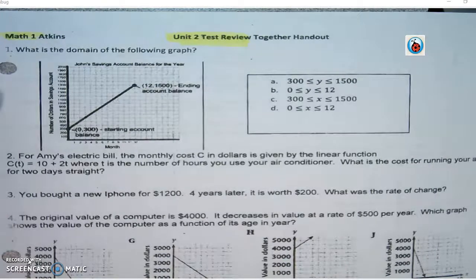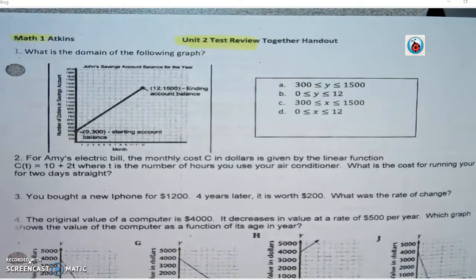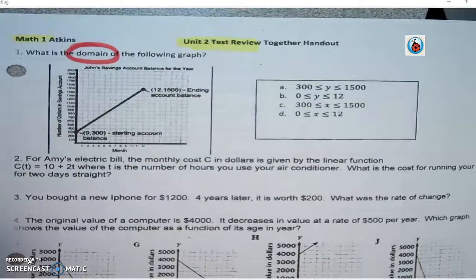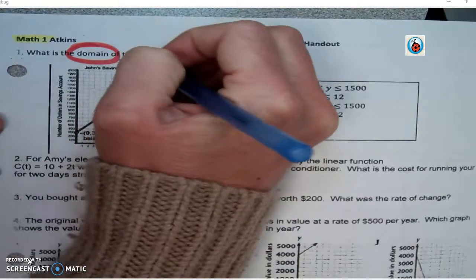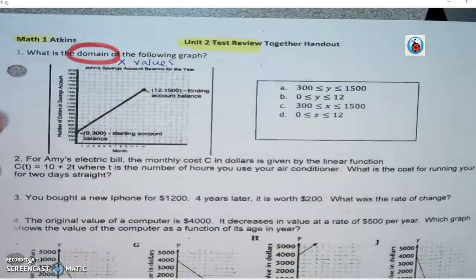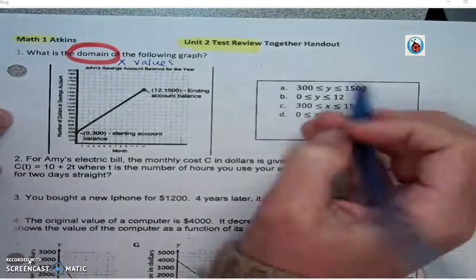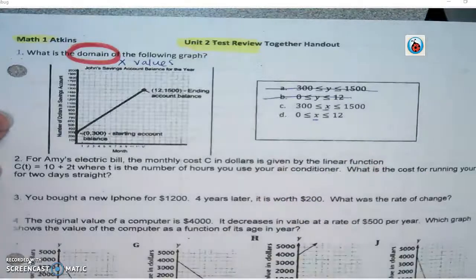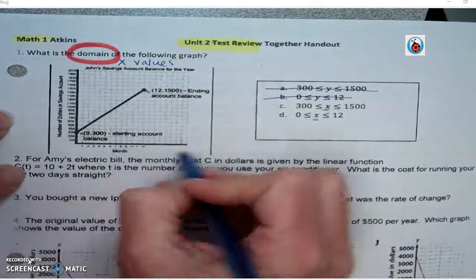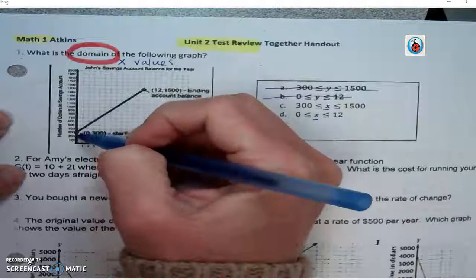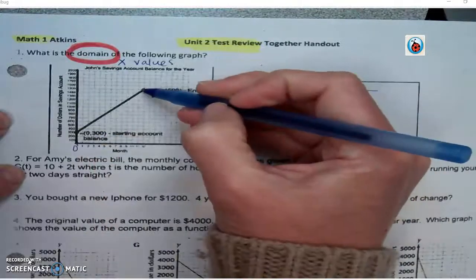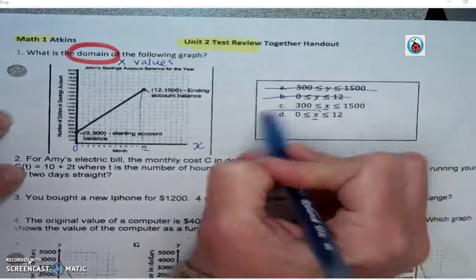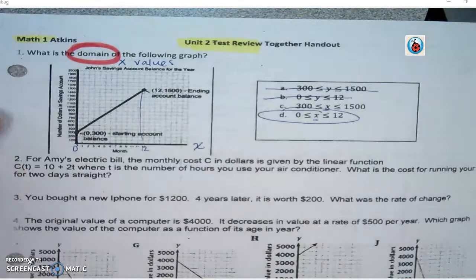Number 1 says, what is the domain of the following graph? So your keyword is domain. Remember, domain refers to your x values. So your x values, you can go ahead and mark out A and B. They don't even have x in them. Do your x values, here's the x-axis down here, do your x values go from 0 to 12 or 300 to 1500? They go from 0 to 12.